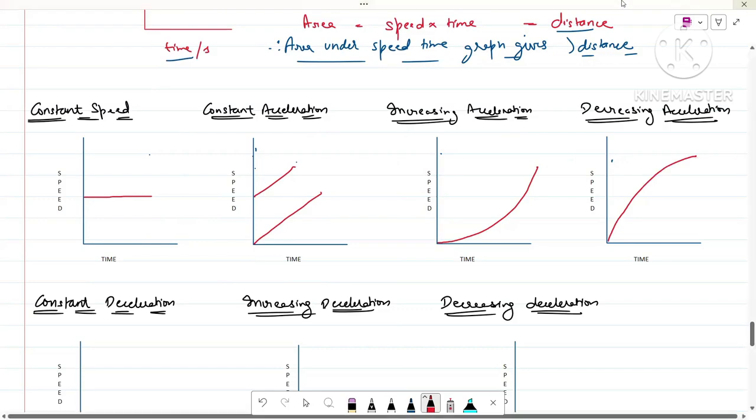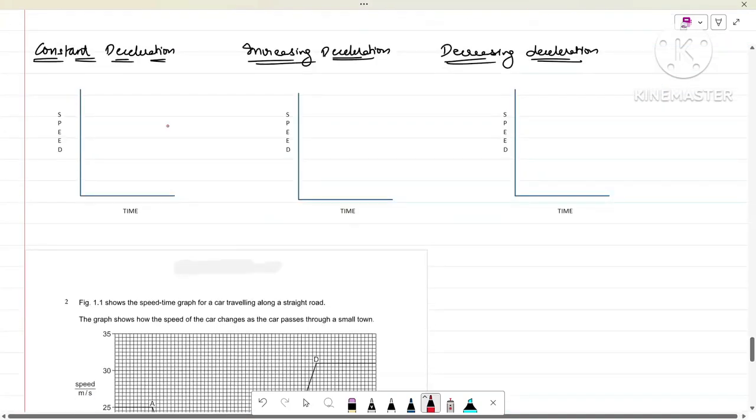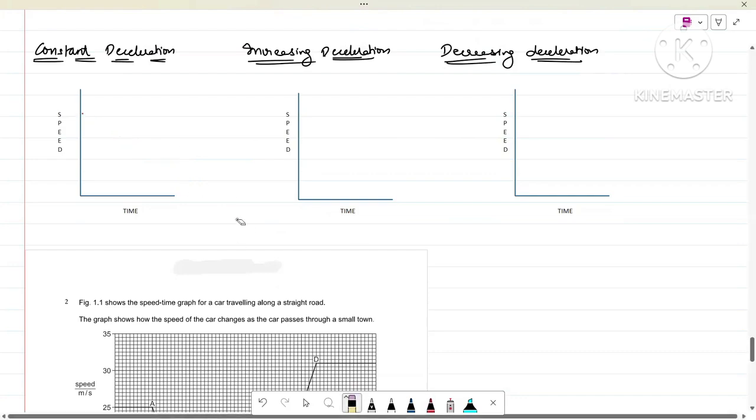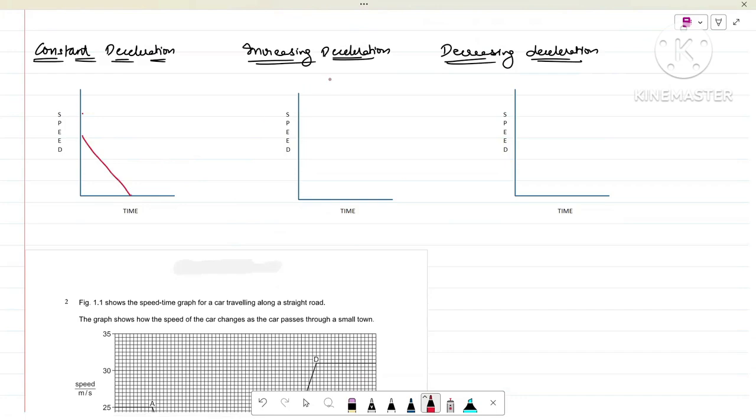Now constant deceleration. So when it is constant deceleration, this means speed is decreasing with time. So graph will be this. Sorry, you can draw this graph. Increasing deceleration means speed is decreasing, but its gradient is increasing. So when speed is decreasing and its gradient is increasing, this means with the passage of time, you will draw this graph. Speed is decreasing and gradient is increasing.